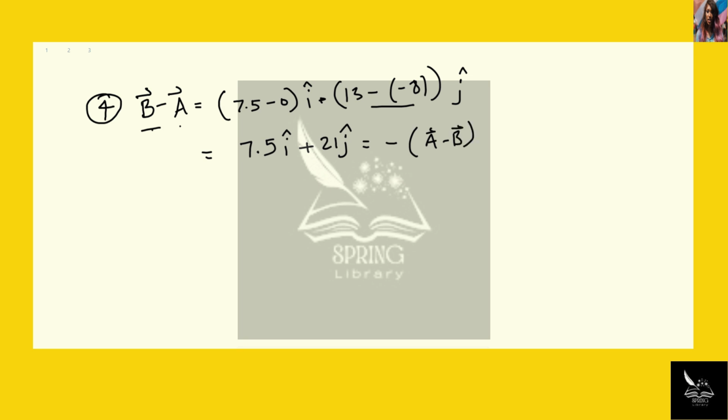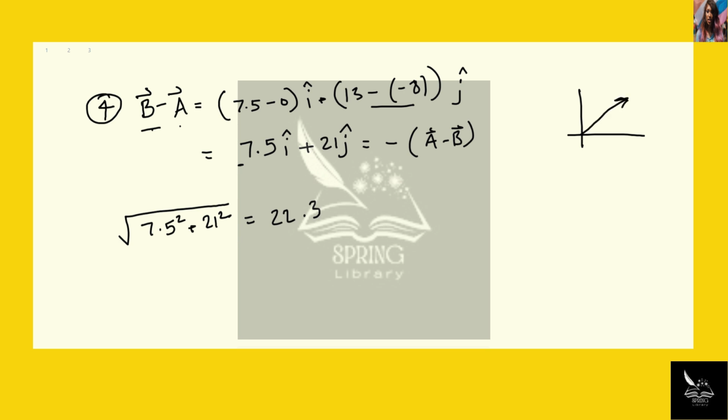Now this vector would have the same magnitude as the previous vector because the signs of the individual components don't matter when you square them. The magnitude of this vector would again be 7.5 squared plus 21 squared, whole power half, which is the whole square root, and that would again be 22.3 units.